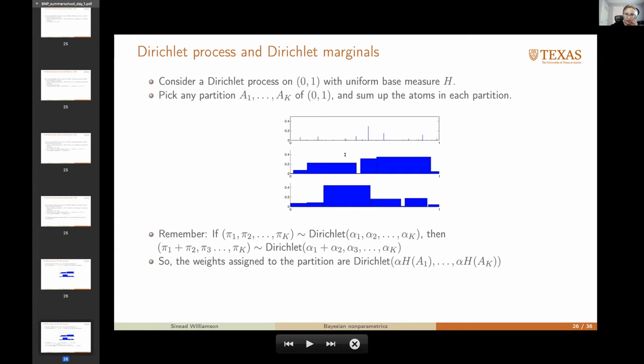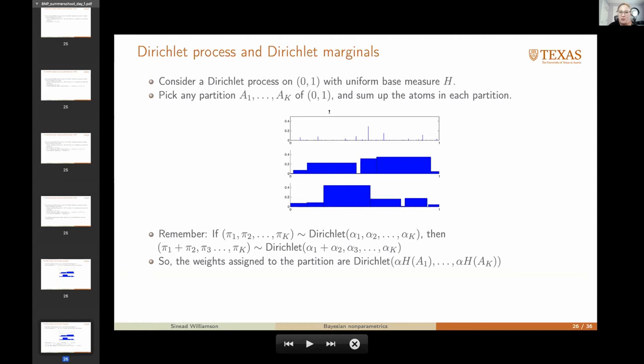So if I sample an atom, can you see my cursor here? No, we cannot see your cursor. Oh, okay. Yes, but it's a very small cursor. Maybe I'll just move it a lot.